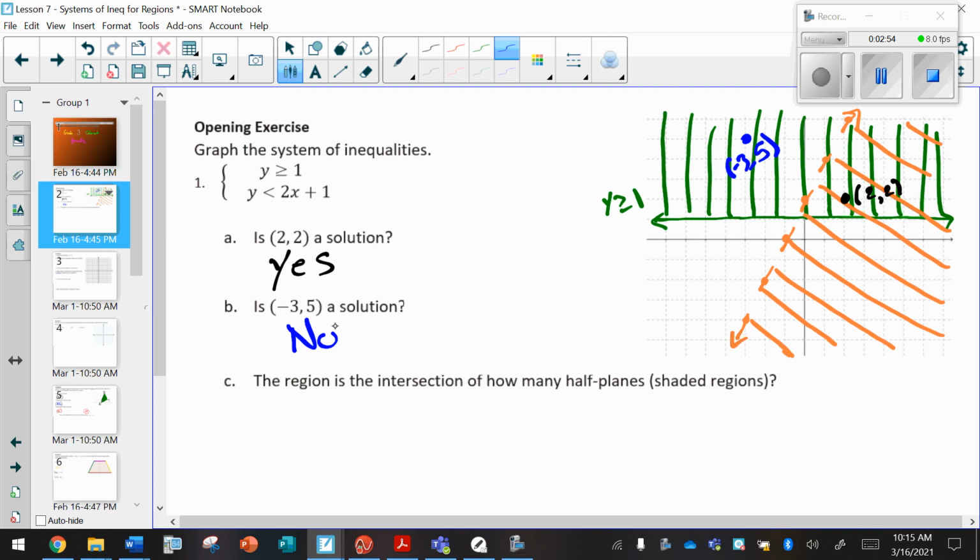The region is the intersection of how many half planes, how many shaded regions? A half plane comes from the idea that the line you drew split your graph in half. Half is shaded and half is not. That's what they mean by the half planes. So when we did two inequalities and two shaded regions, it was the intersection of two half planes. Because it was two shaded regions, one that was green and one that I did orange.